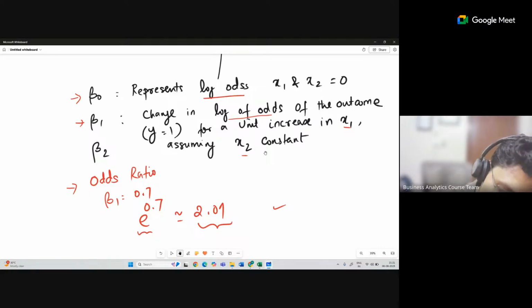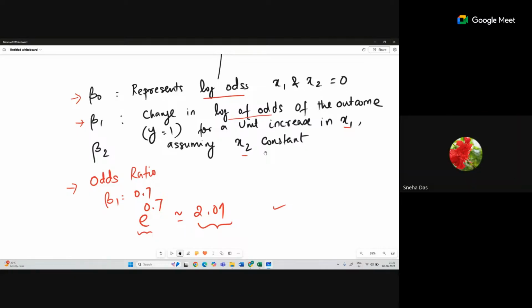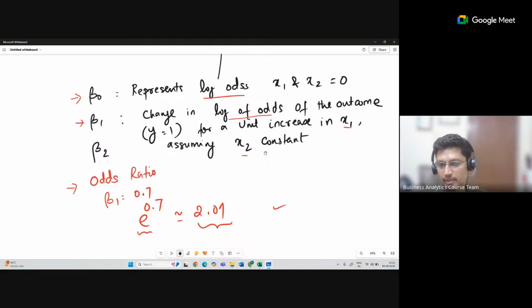Some practice problems. Does it change by 2.01 mean it will add up to 2.01, or how will it change? Think about it. Take it as homework. You know your outcome is going to be 0 or 1. So if I say 2.01, what is this 2.01? Think about it a little more, on logistic regression coefficients.